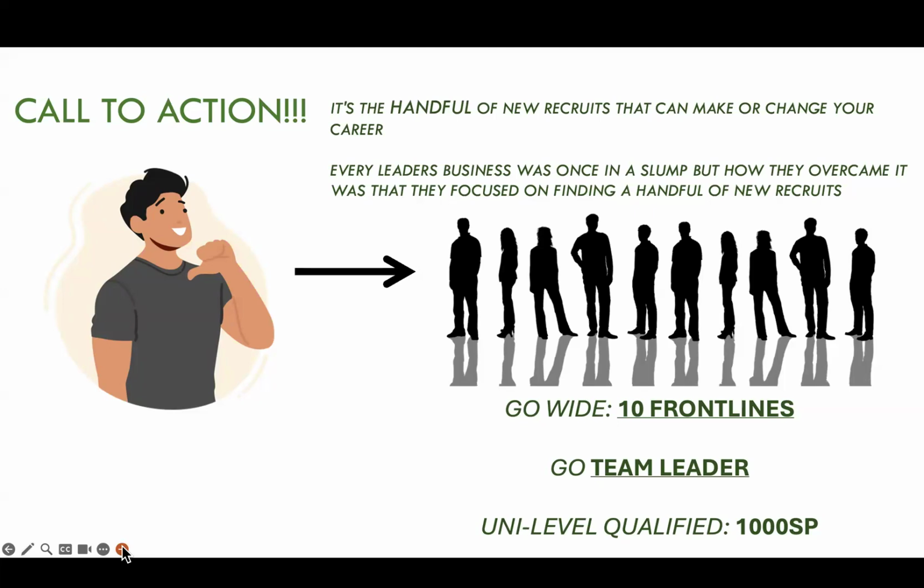Just like that, it's not the blowing of the wind, but the set of the sail. Go wide in the beginning, go 10 wide, because then you're going to have a nice open line group by the time you go team leader. You're going to unlock all levels, and your uni level is going to be nice and fat by the time you're rolling that into team leader. And obviously, from the jump, you want to be uni level qualified, so make sure you work towards, as a prerequisite, 1,000 SP personal. That's the call to action. My best recommendation to be successful is go 10 frontline wide, make it a mission to go team leader, and become uni level qualified with 1,000 SP.